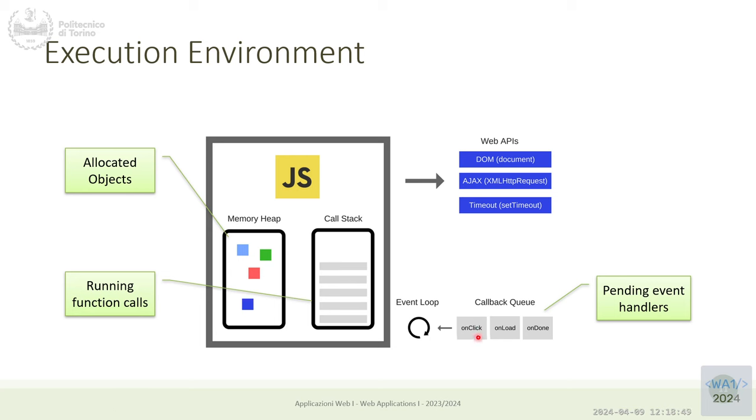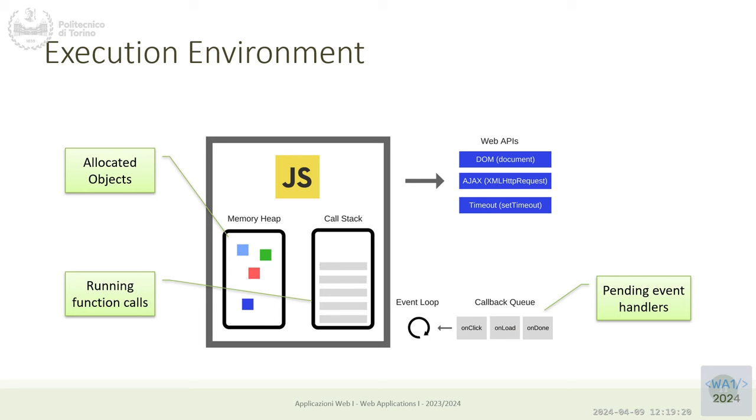This event handler is a function. This function is put into the call stack, and then the execution starts for this function, for this event handler. If this function calls other functions, then they are put in the call stack again, and everything is run until the event handler, the original event handler, terminates, returns. Then the call stack is empty again, and we extract the next item from the queue.